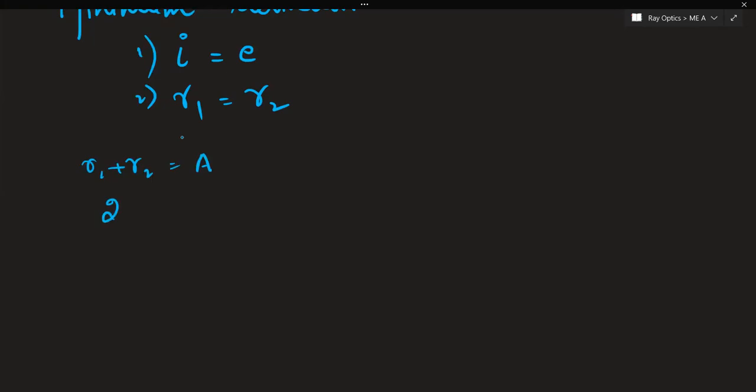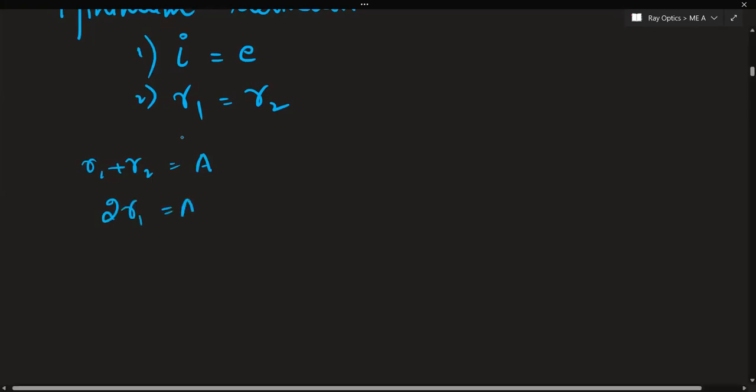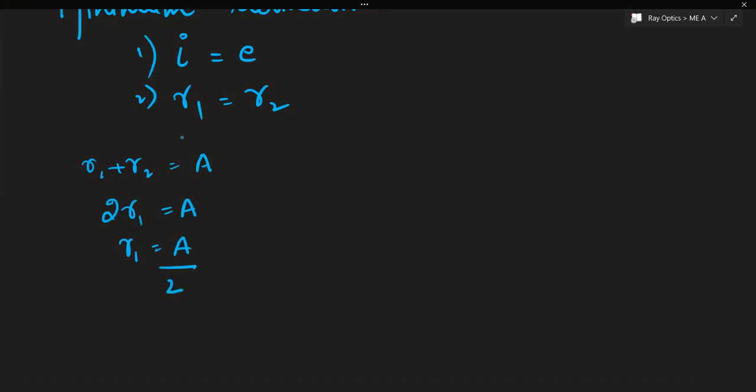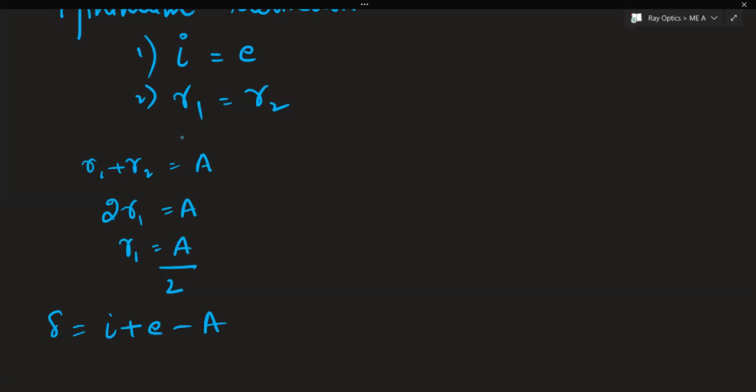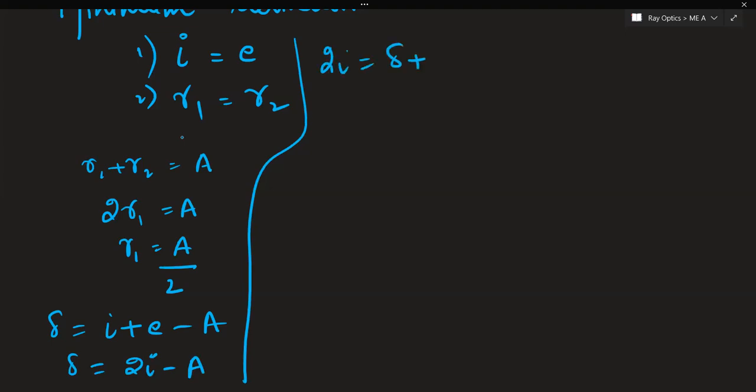I can write it as 2R1 as A. So R1 is equal to A by 2, right? R1 is equal to A by 2. Now this equation, delta is equal to I plus E minus A. I and E both are same. So I can write this as delta is equal to 2I minus A. Now from here 2I will be equal to delta plus A. I will be equal to delta plus A by 2.